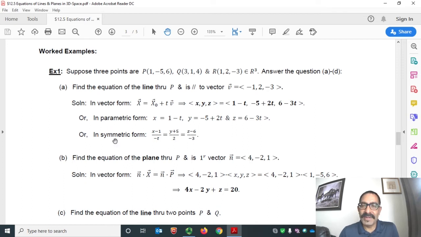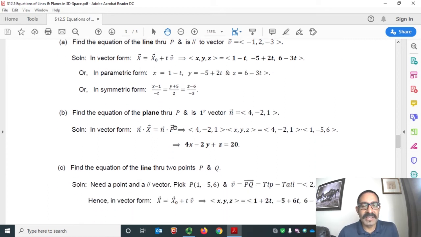Similarly, in symmetric form, just from parametric form, solve for t. So this gives us (x minus 1) over minus 1. It's not t, this is minus 1. And (y plus 5) over 2 equals (z minus 6) over minus 3. You're done. So it's a typo here. It should be minus 1.